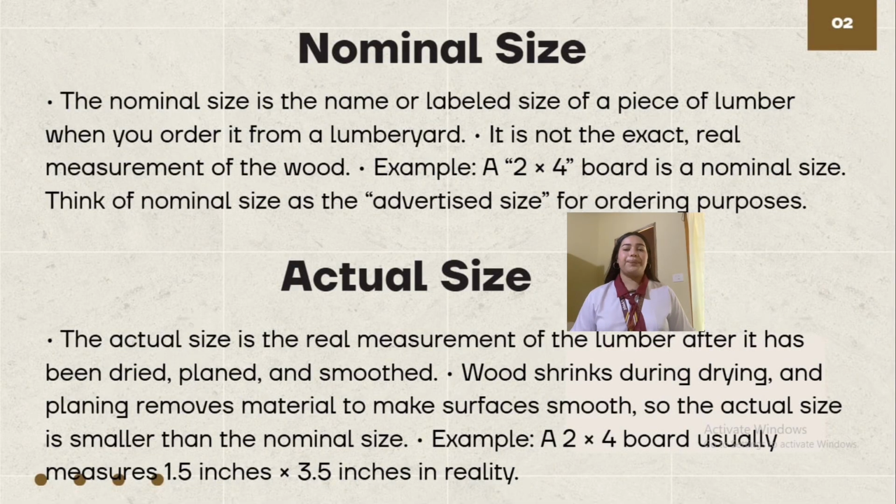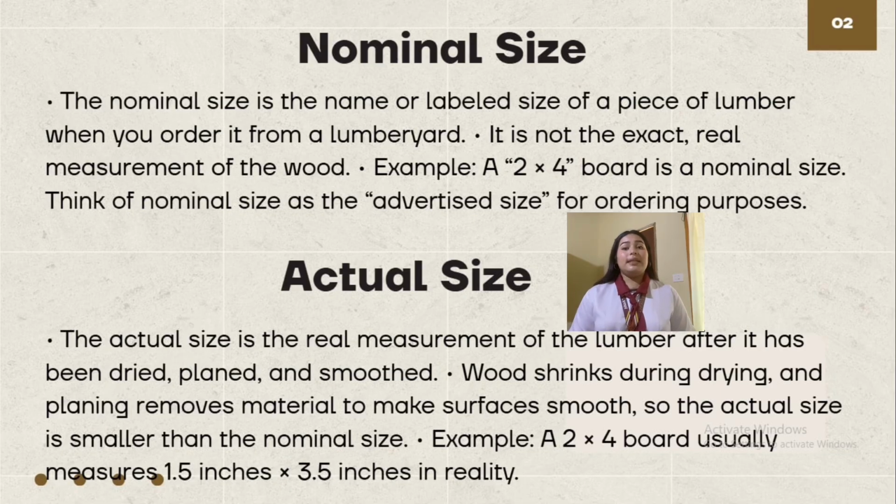Now, let's proceed to the nominal and actual size of lumber. First is the nominal size. This is the labeled or advertised size of lumber when you order it from a lumber yard or a lumber shop. It is not the real measurement of the lumber. For example, a 2x4 board is a nominal size.